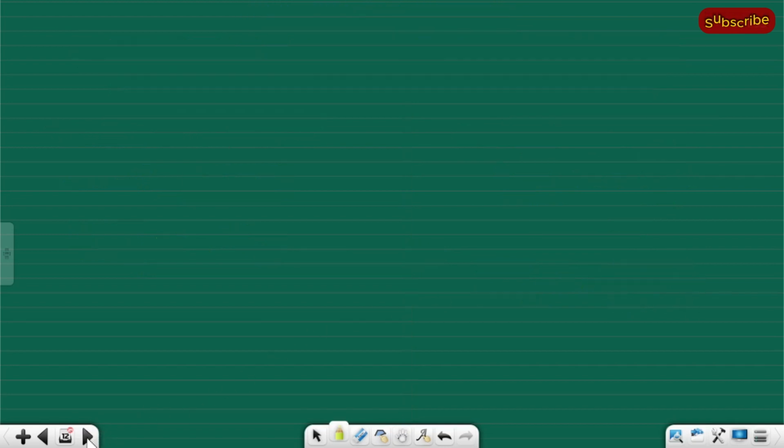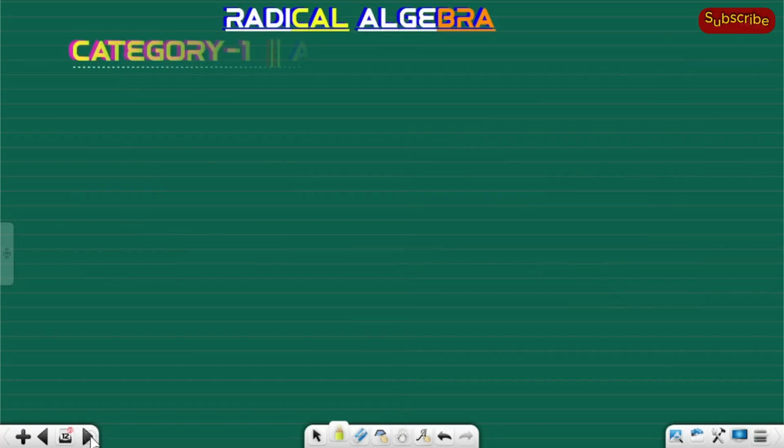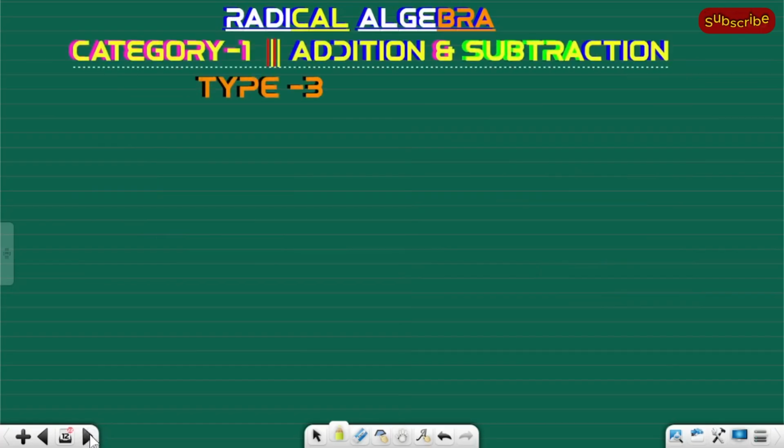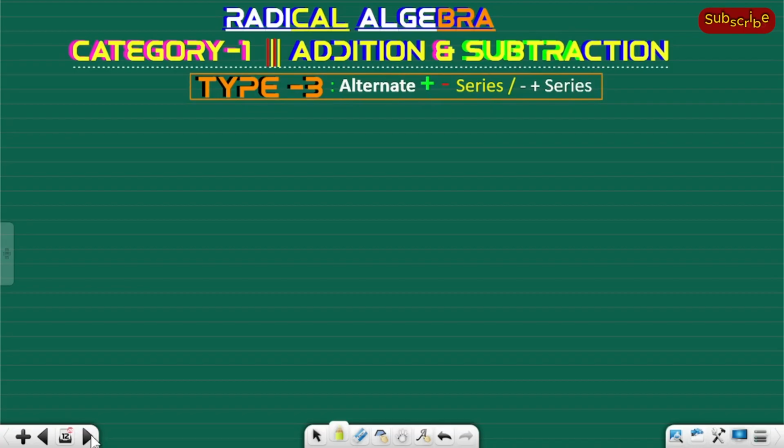Done. So next, let's go to the next type. Type number 3. Type number 3 is alternate plus minus plus minus. Let's see here. Alternate plus minus series or minus plus series. It may start with plus or it may start with minus. If it starts with plus, we have a different formula, and if it starts with minus, we have a different formula.